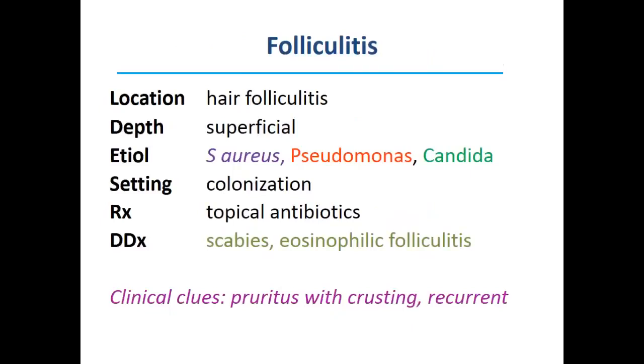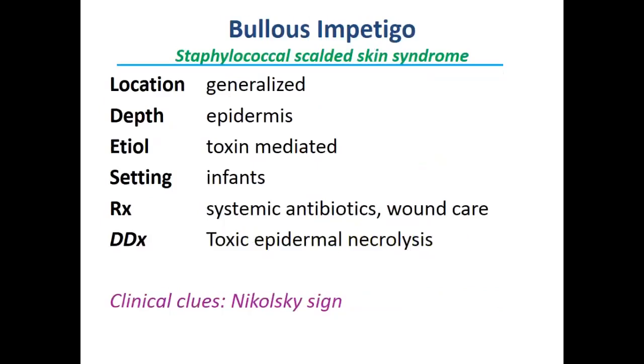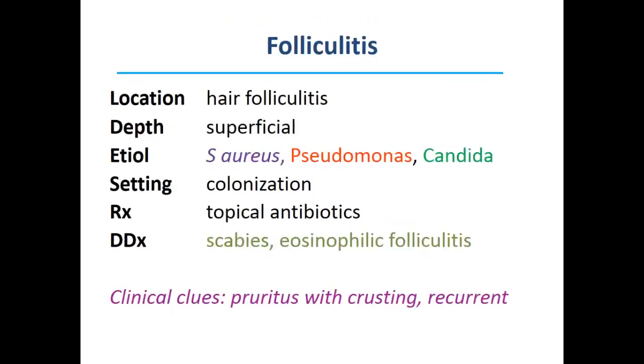So the next level is folliculitis. The next important area is folliculitis, which is very superficial, again, starting at the hair follicles. Again, Staph aureus is the most common, but we can occasionally see it with Pseudomonas and Candida. Anybody know what the setting of Staph or Pseudomonas folliculitis is most commonly described? So there are some breaks at the follicles, and it's localized around the follicles.